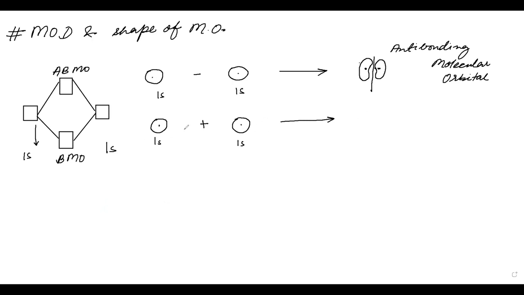So 1s and 1s, then what will happen? These are constructive. If they are constructive, the electron density, I should use this elliptical one. Now this is the nucleus, this is the nucleus. You can see what happened: there is more electron density between the nuclei. Now, I am going to draw a 1s orbital. This is 1s.